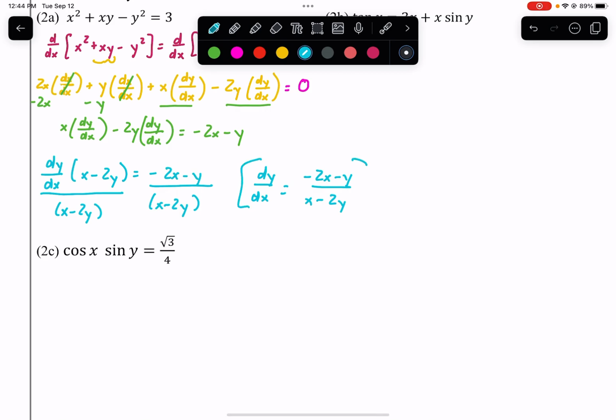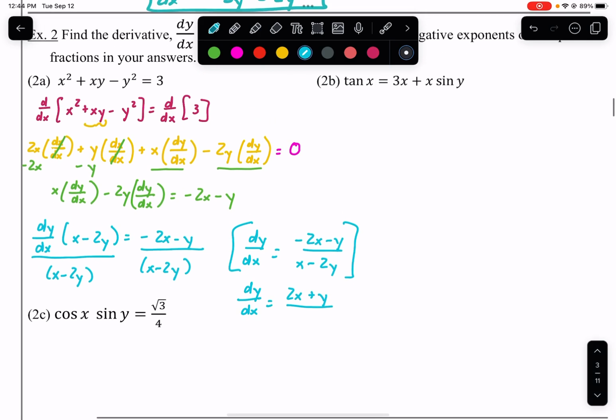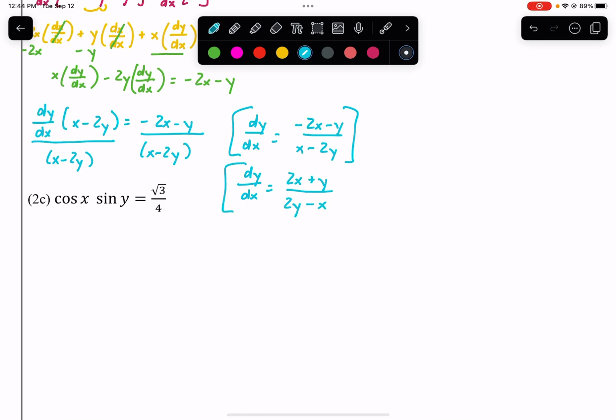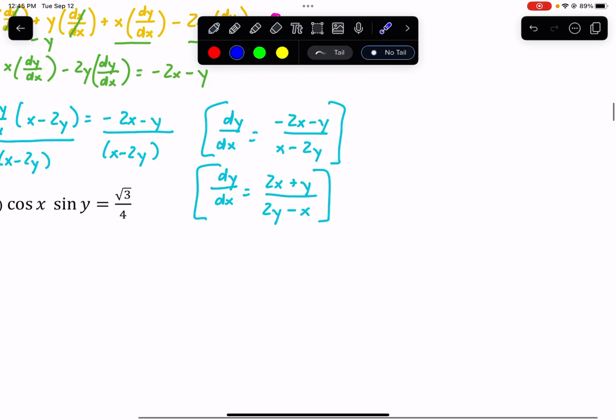This is fine. If you start to move stuff left to right and you end up with different signs, you can also write this as positive 2x plus y, and then as long as all the signs are opposite, so positive 2y and a negative x on the bottom, sometimes that's a little easier to look at, and it certainly eliminates potential sign errors when dealing with, especially, a negative in the front of a fraction.